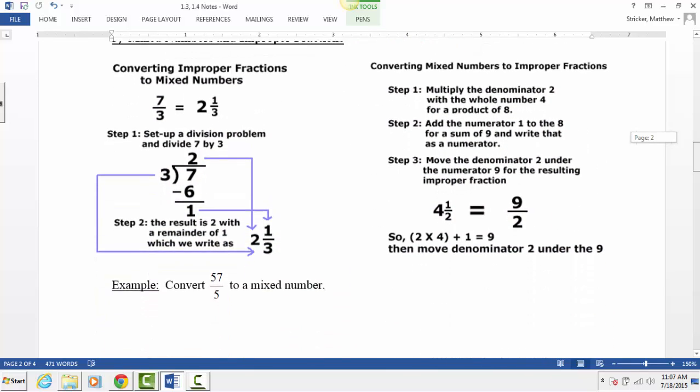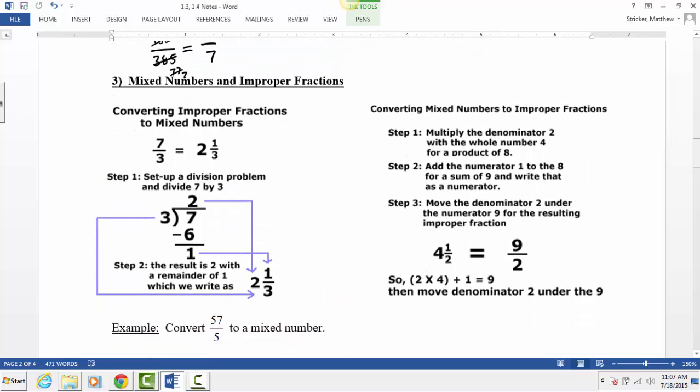The last thing we're going to do in this section, section 1.3, is talk about mixed numbers and improper fractions and how to convert back and forth between the two. An improper fraction, you'll remember, is a number where the numerator, which in this case is 7, is bigger than the denominator, which is 3. When the top is a bigger number, it's called an improper fraction. A mixed number, on the other hand, converts it to a number that has a whole number and then a fractional part.